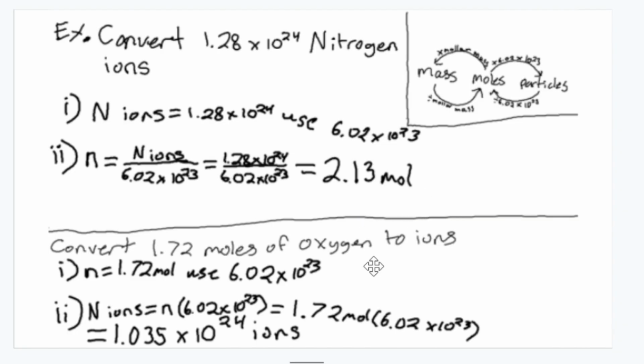And here's an example of the opposite, so using moles to find particles. So we state the moles and that we're going to use Avogadro's number. And over here, sorry, it's a bit messy. I accidentally wrote an N there. That's supposed to be an O representing oxygen ions. And over here, what the equation would be is moles multiplied by Avogadro's number, which equals 1.035 times 10 to the power of 24 ions.